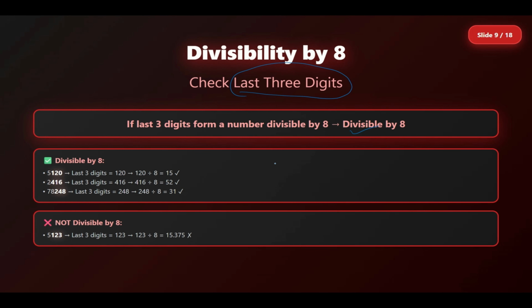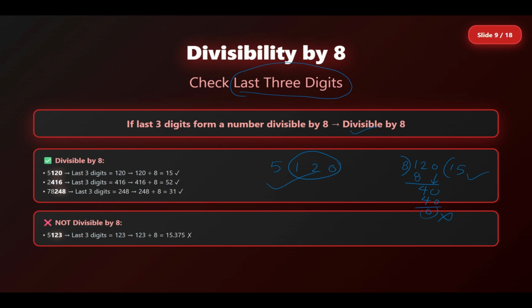For example, 5120. Here, the last 3 digits are 120. Is 120 divisible by 8? Let's see. 120 when divided by 8, we get 15. That means, yes, there is no remainder left. Therefore, 5120 is divisible by 8.